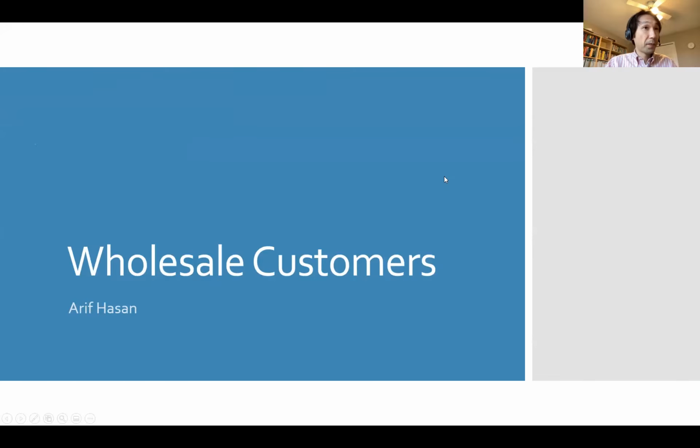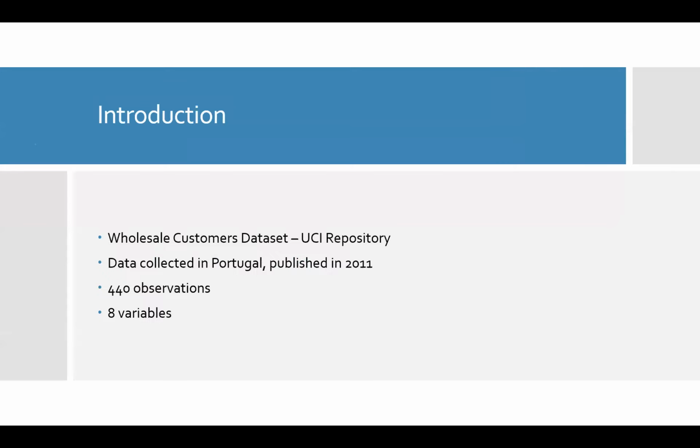Okay, hello, my name is Arif, and I'll be presenting my project, which is on predicting wholesale customers. Starting with a brief introduction. This data was derived from the UCI repository, and it's called the Wholesale Customers Dataset. The data was collected in Portugal and published in 2011, which seems pretty long ago, but it's not too outdated, I guess. There are 444 observations in this data set, and it consists of 8 variables. From these 8 variables, I actually dropped one of them and added my own. So we're back to 8 again, as I'll show on the next slide.